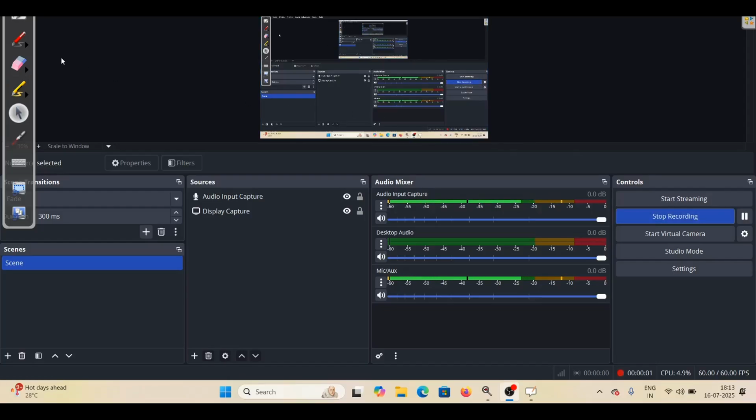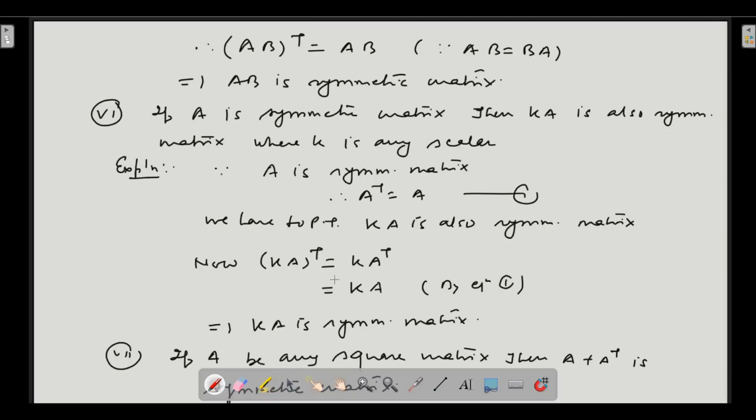Let's move on towards lecture number 15 of matrices. So this is the property which we are going to learn in this class, property number 6. If A is a symmetric matrix, then what will happen? KA is also a symmetric matrix, where K is any scalar. Scalar means constant, you already know. So if A is a symmetric matrix, then KA is also a symmetric matrix.